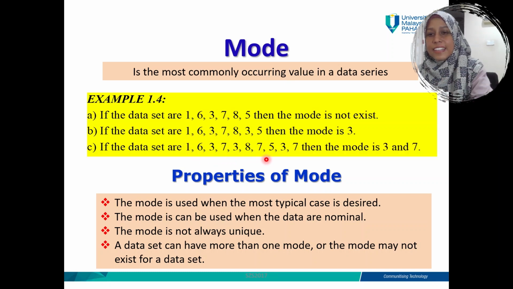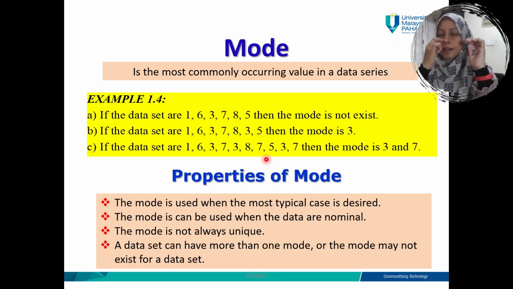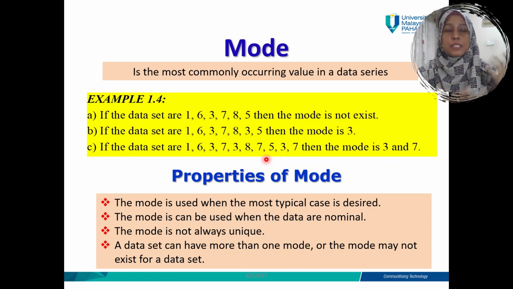Yes, 3 and 7. So in this case, this data set has 3 and 7 as its mode values. So here, you can see that sometimes a data set does not have any mode. Maybe a data set has only one mode. Maybe a data set has more than one mode value. Alright, okay. So these are the properties of mode.